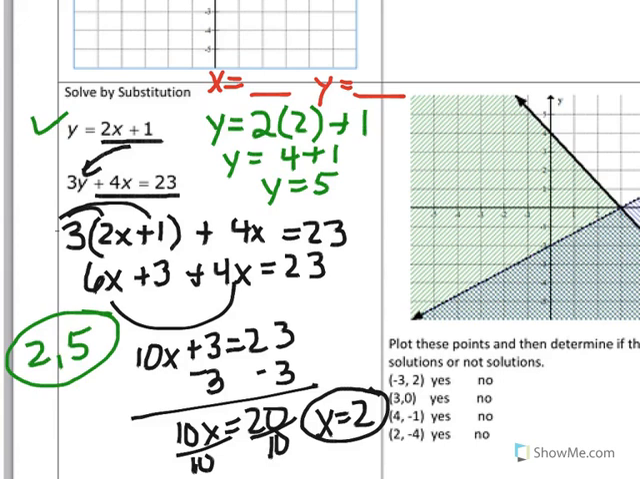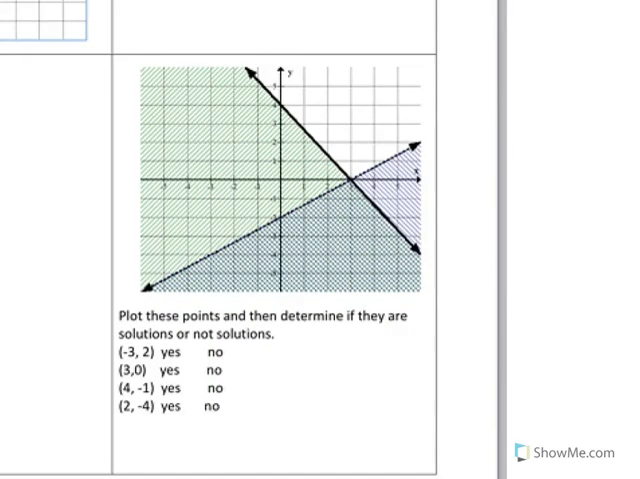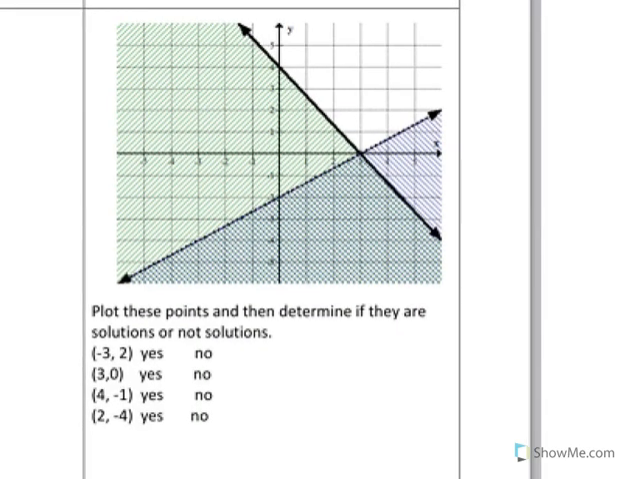Okay, let's move to the bottom right of your paper, and we'll do a system of inequalities. Now, it says, plot these points and then determine if they are solutions or not solutions. So there's a yes or a no, so you can circle the one. Tell you what, why don't you hit pause, plot your points, hit yes or no, and then come back and see if you did it right. Okay, I have that the first 3 points are no, and the last one is yes. And this is one that, I wasn't 100% sure, but let's look at it carefully.